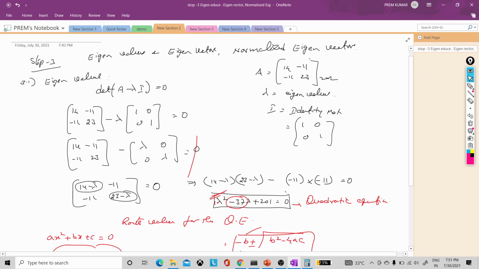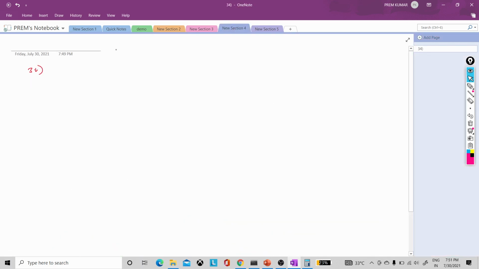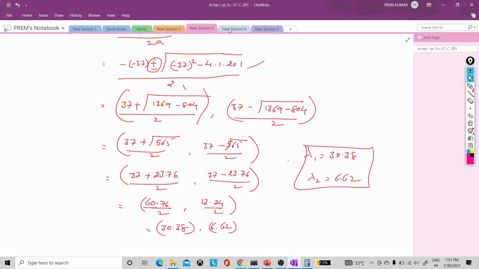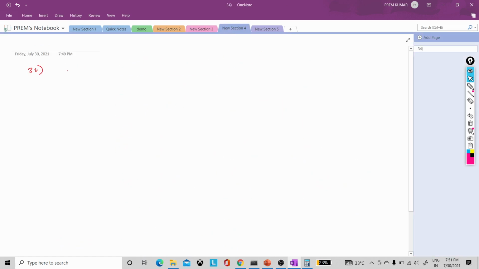So this is our identity matrix. This is our covariance matrix: 14, minus 11, 23. So we need to find the eigenvectors. Eigenvectors for lambda 1, that value will be 30.38.